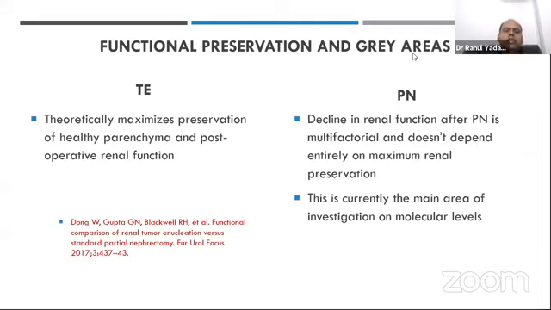I have already discussed the functional preservations and the gray areas. As the objective mathematical formulation, it says that there is definitely an advantage of healthy parenchyma being attached to tumor enucleation. While the partial nephrectomy group advocates the decline in the function after partial nephrectomy is multifactorial, and it is not only the maximum renal preservation which matters. All the important factors which affect the decline in renal function are currently under investigation on a molecular level, and maybe in some time we'll get the answers.